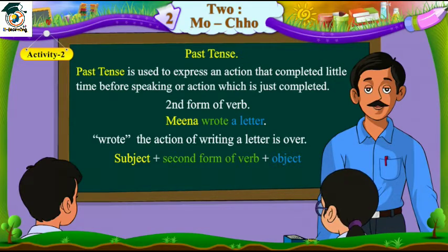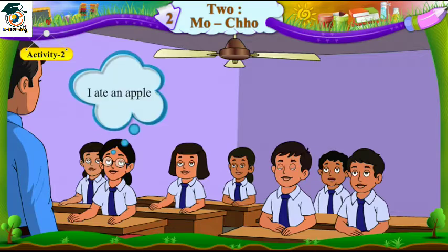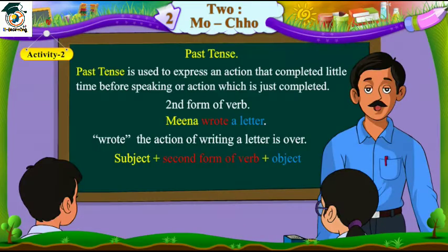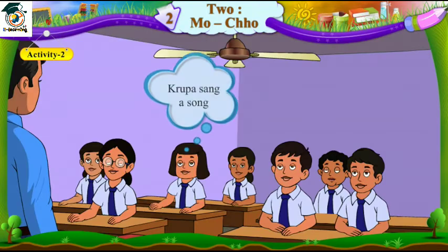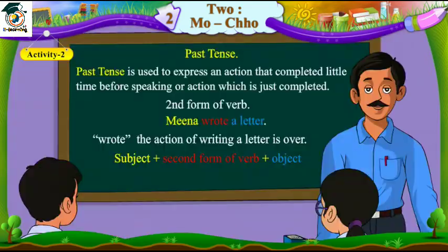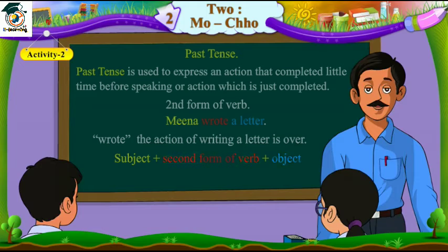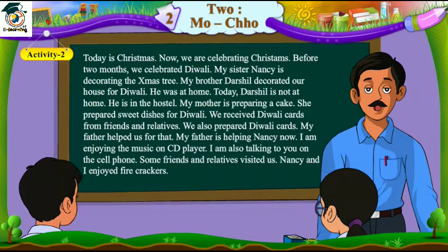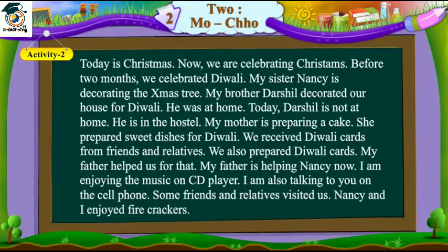Come on students, give me some more examples. Nidhi, you give me one example. I ate an apple. Very good. Krupa, you give one example. Krupa sang a song. Excellent. So I hope you all understood. Now students, let's separate this paragraph which has sentences of simple present tense, present continuous tense and simple past tense.